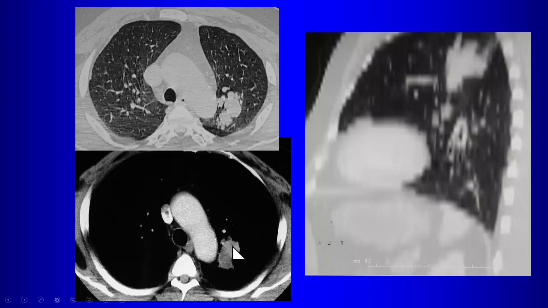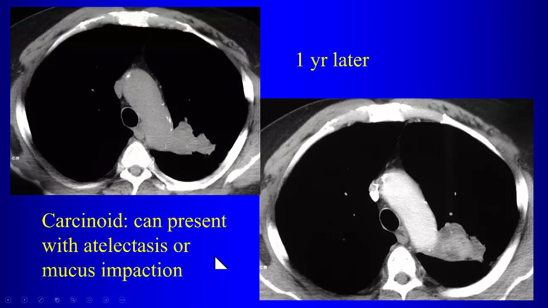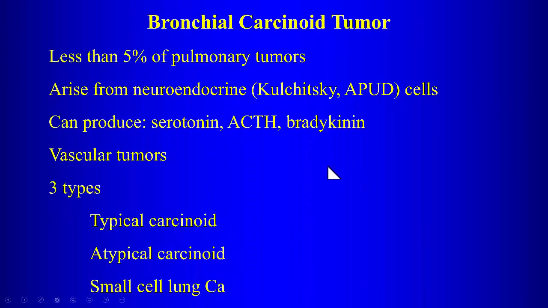This was a carcinoid tumor. So carcinoids are vascular and they can present as endobronchial tumors. A year later, the tumor got even larger. There you can see the enhancing component of this tumor that actually presented with mucoid impaction on the chest radiograph. Okay. So carcinoid can also present as an endobronchial lesion, so it belongs on our differential diagnosis for endobronchial lesions.